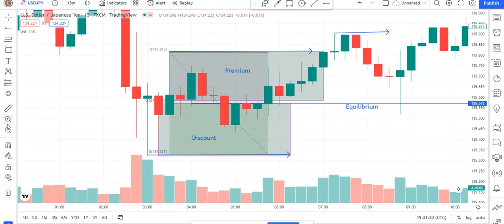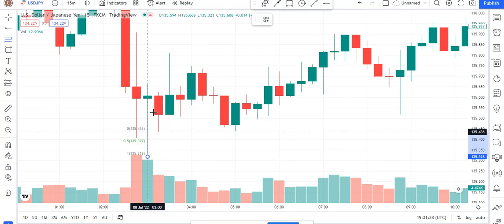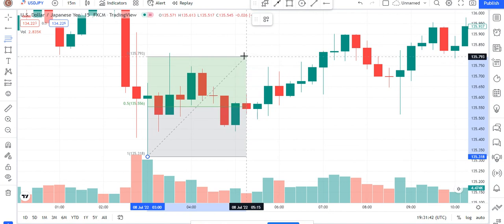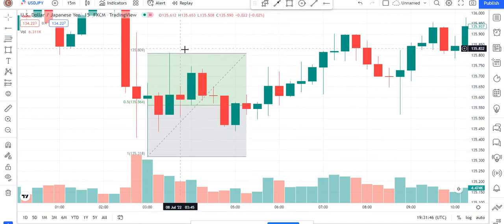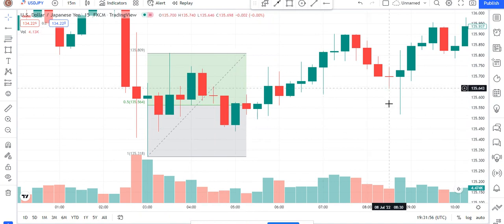So in this case, let me clean up the chart. Here we have the range from this down part to this up part. What you can see is that the price goes up and then starts correcting, and it comes down into the discount area and does not last long there at all. It went up and made a new range.